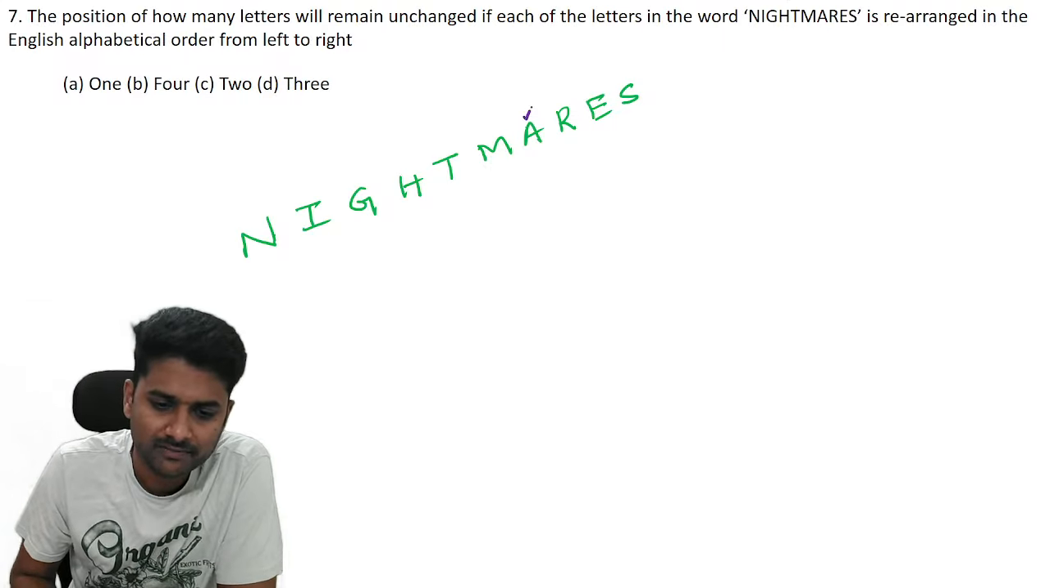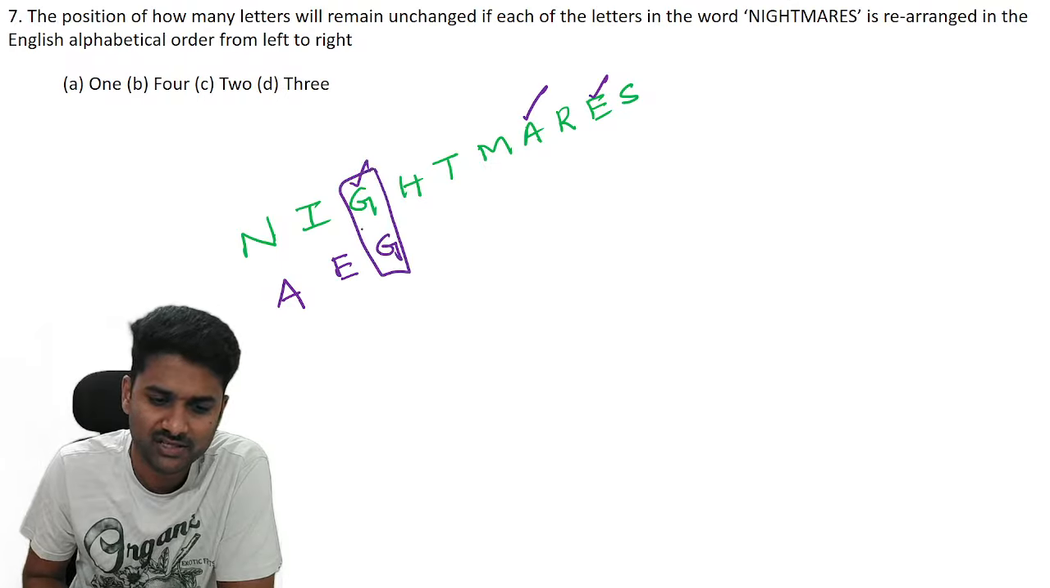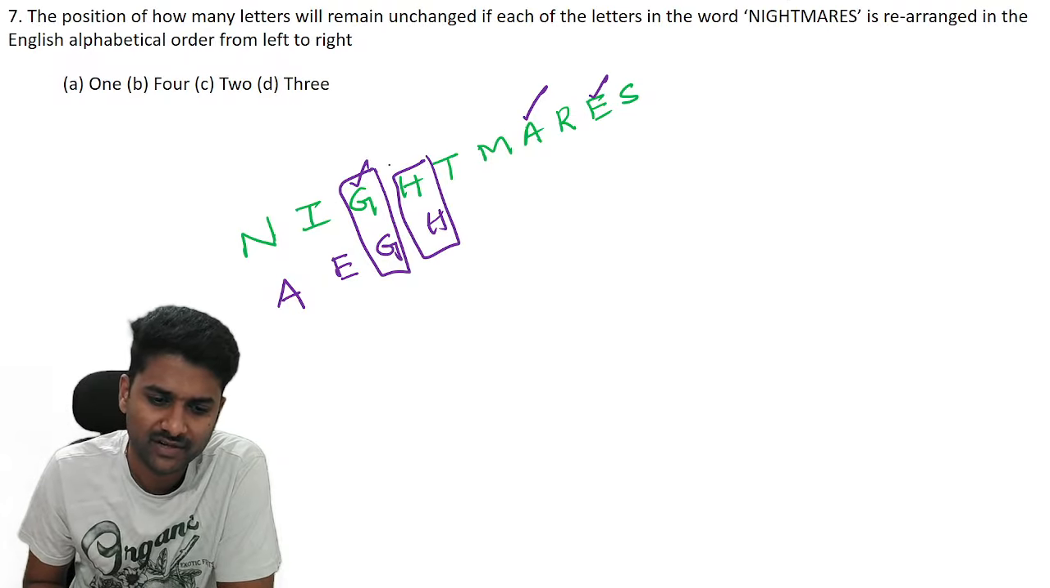Now let's go through the alphabetical order. You can start with A. So here you can find E. So after you can place G. So G's position is still same. H. Next one we are done with H also. After H, ninth letter is I.